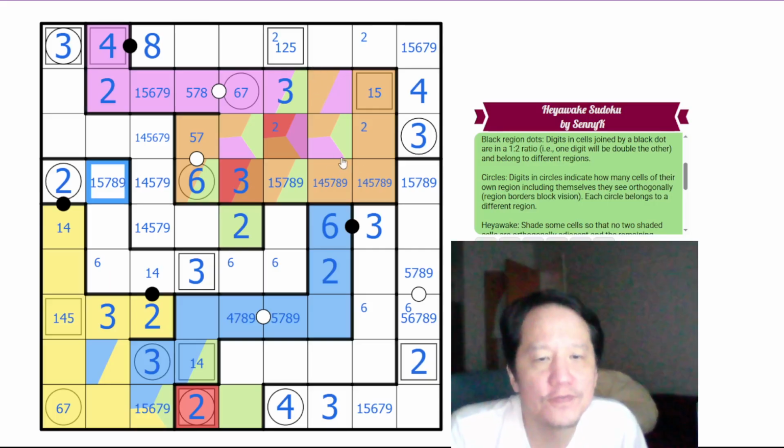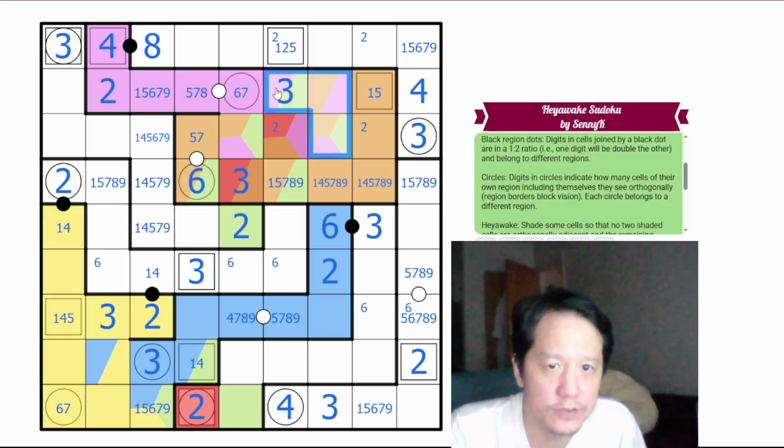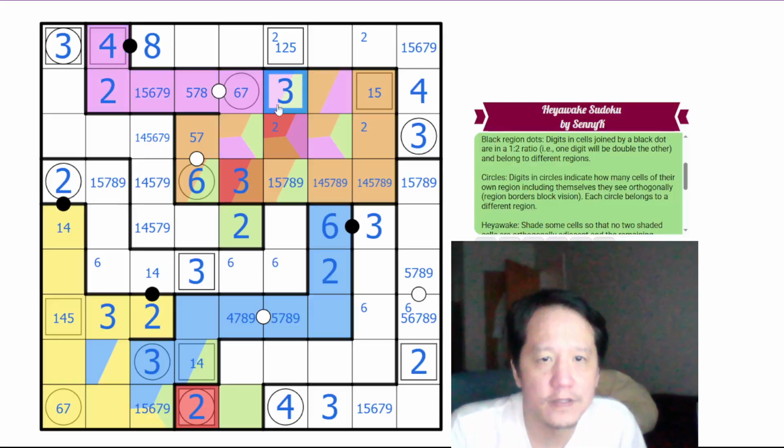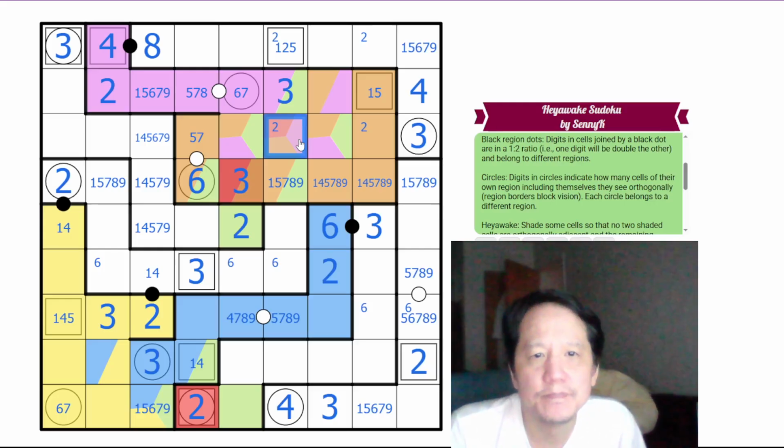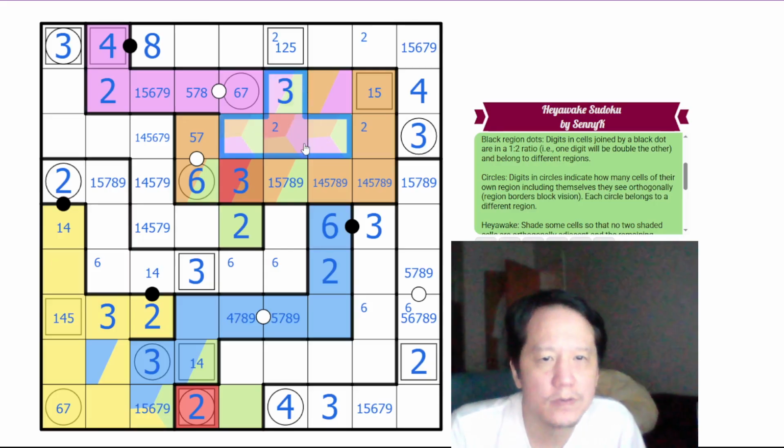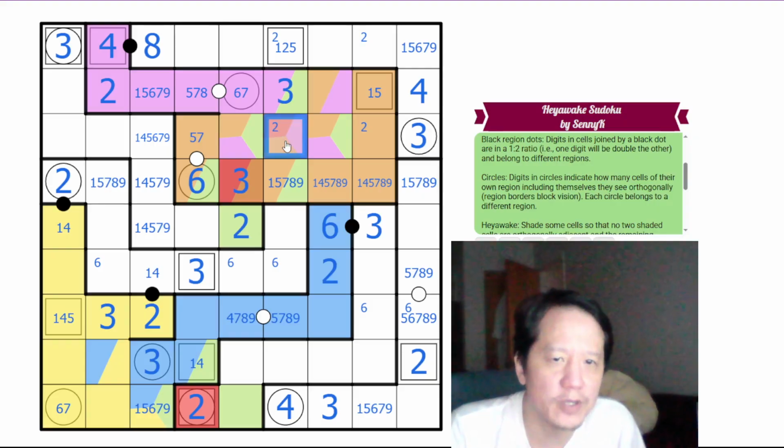Okay, if this is not pink, then we have 1, 2, 3, 4, 5, 6, 7, 8, 9. These are not shaded. So can you ever have 2 here? I guess if this is shaded, right? I think the answer is no, right? Well, this could be pink and shaded. That's the thing.